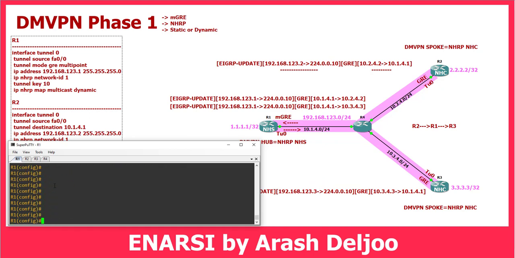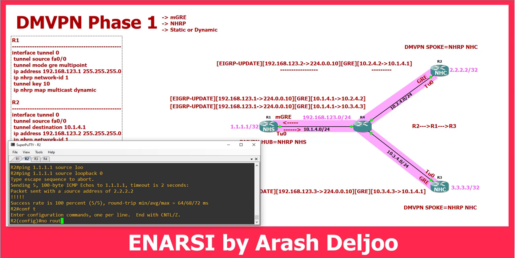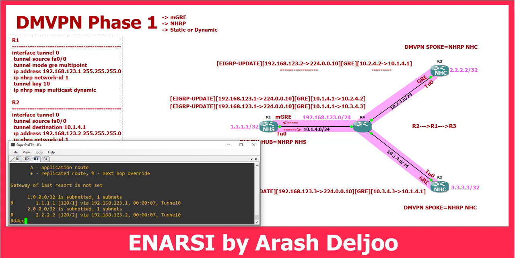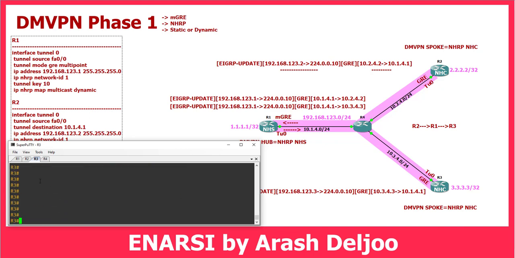And after that, on router 2, let me show you again: conf t, no router rip. We don't have Routing Information Protocol now on router 2, and also on router 3: conf t, no router rip. So easy. That's it. This is the configuration of, for example, DMVPN without any routing protocol.